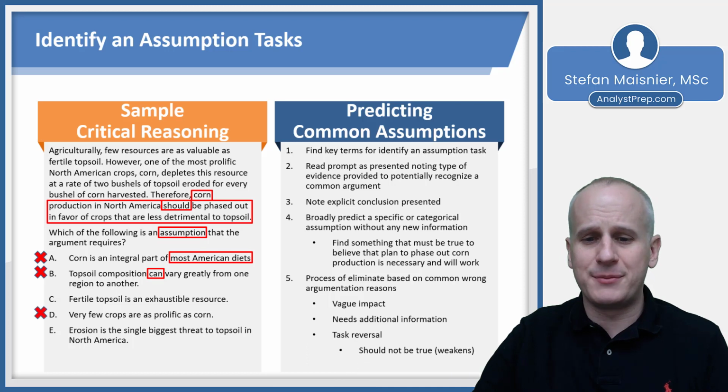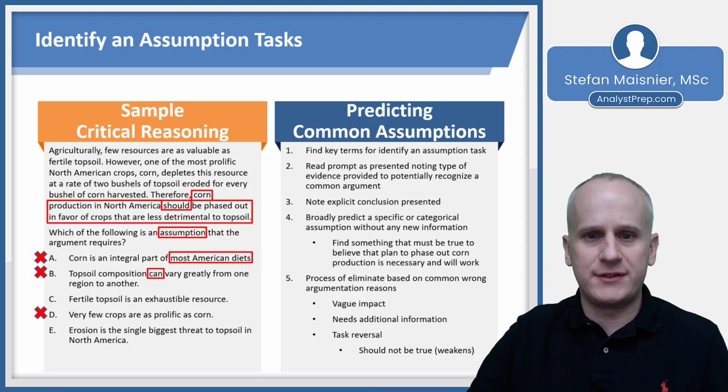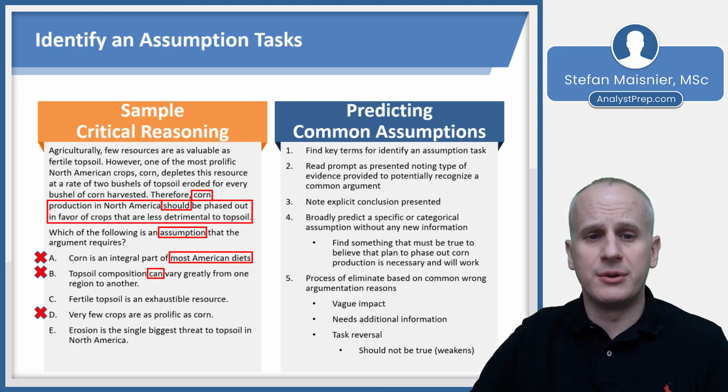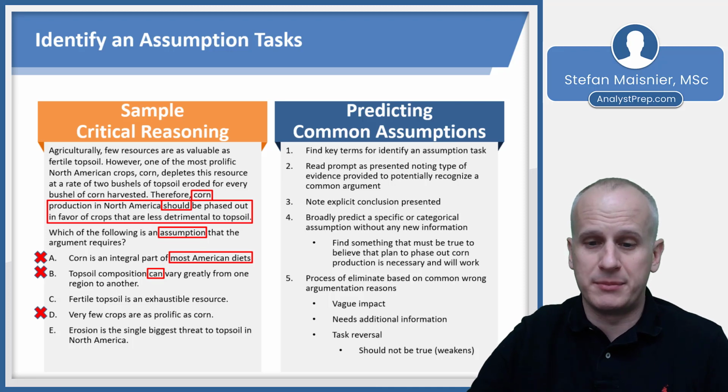And we also can have some task reversals. And task reversals here are a little bit different. Things that should not be true, that weaken the argument, are going to be not wanted as assumptions. So very few crops are as prolific as corn. Well, now we're saying that corn is something that grows well. And if corn grows well, that may be a fact in favor of corn being produced as opposed to phasing it out, even though the topsoil is being eroded. So we can get rid of choice D because it's something that we don't want to be true.